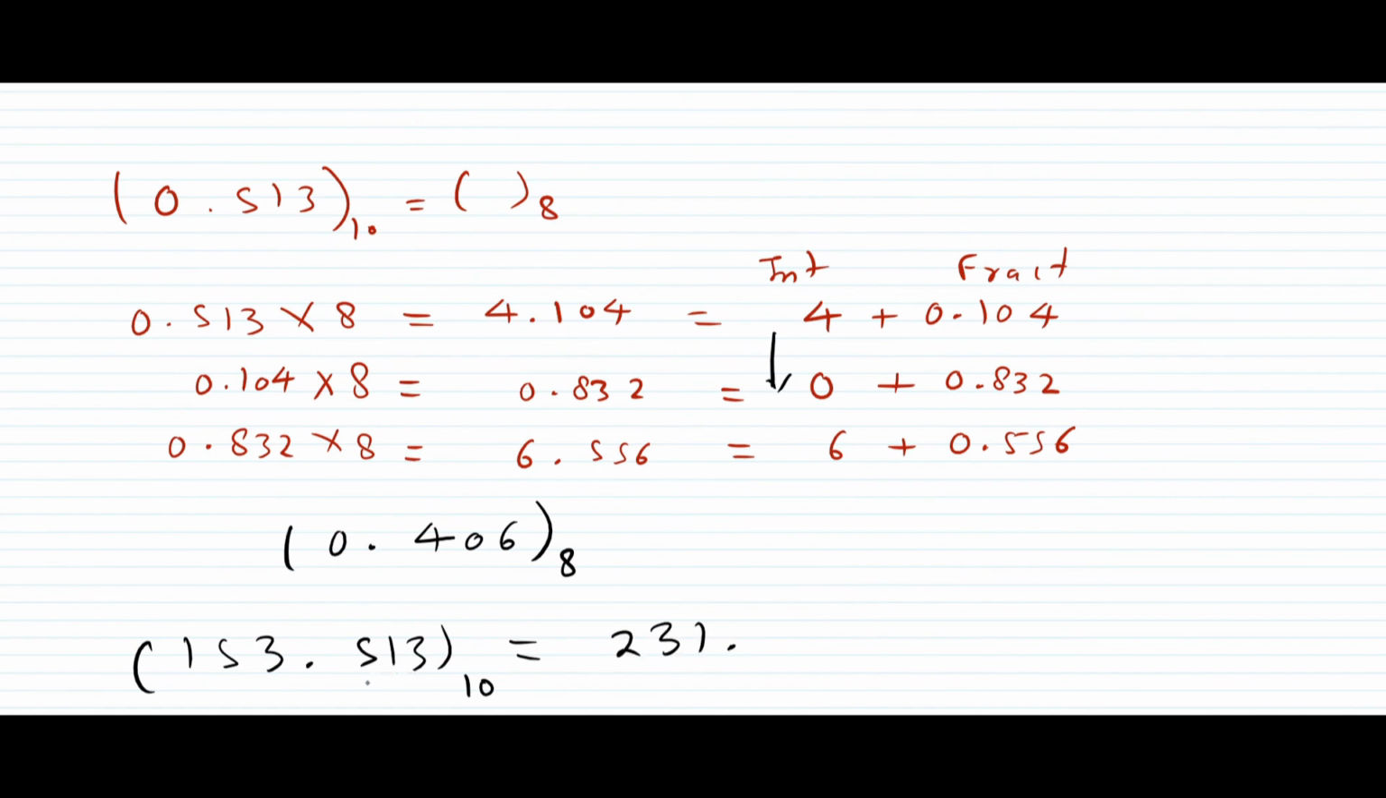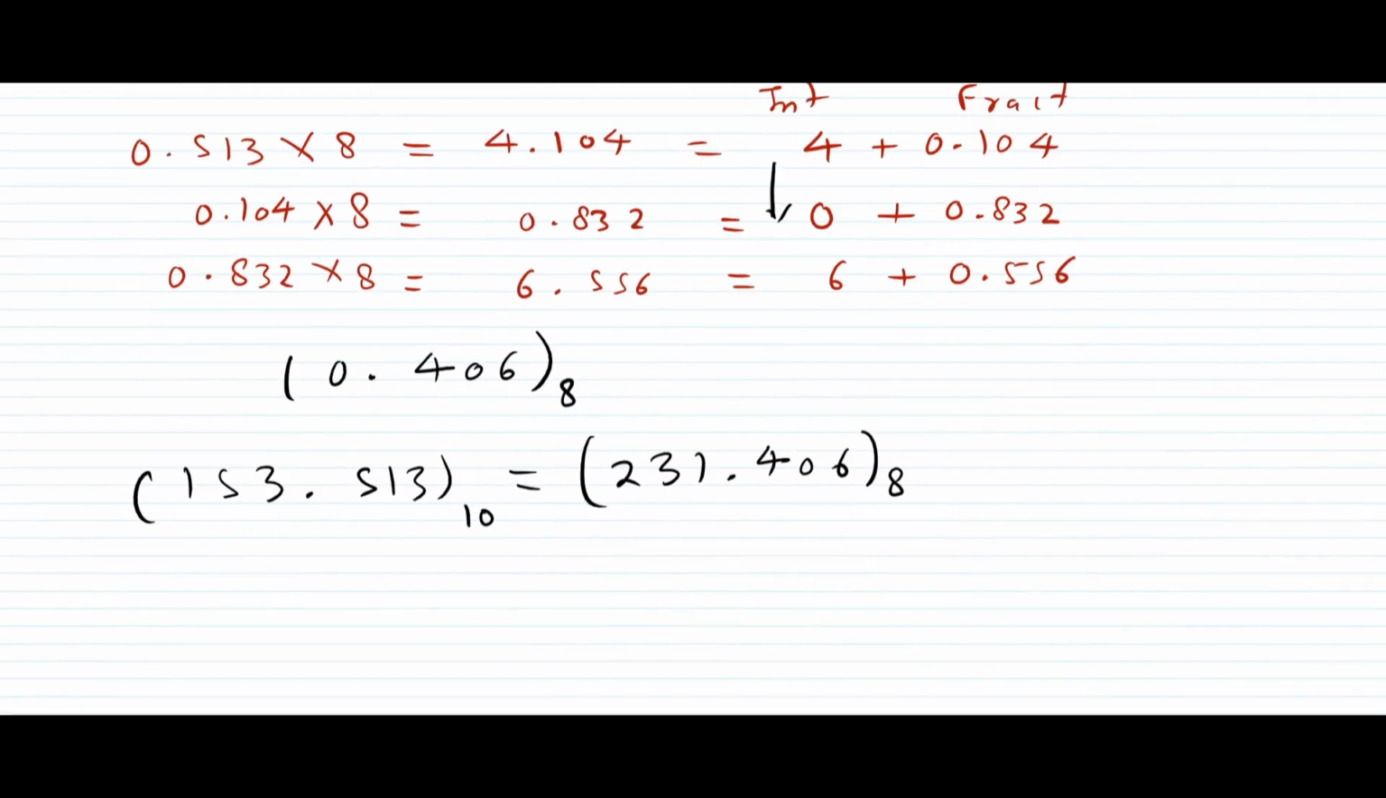Point, and 0.513 is nothing but 406. So 153.513 in base 10 is 231.406 in base 8. So this way we can convert any decimal number to any base number system. And this is all about the conversion. If you have any doubt, feel free to ask me. Thank you.